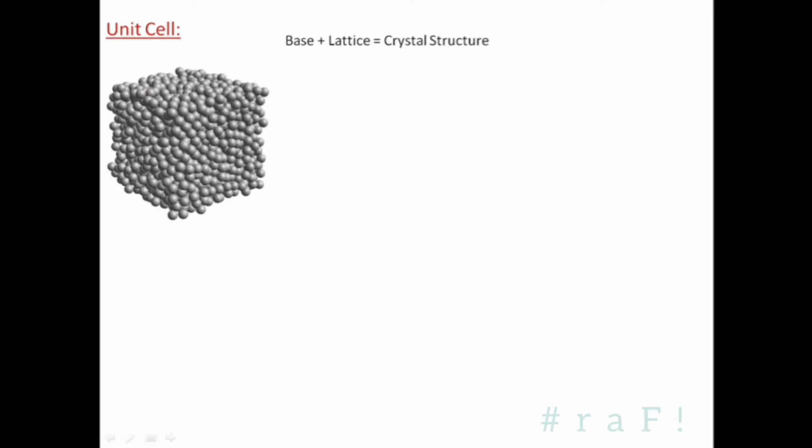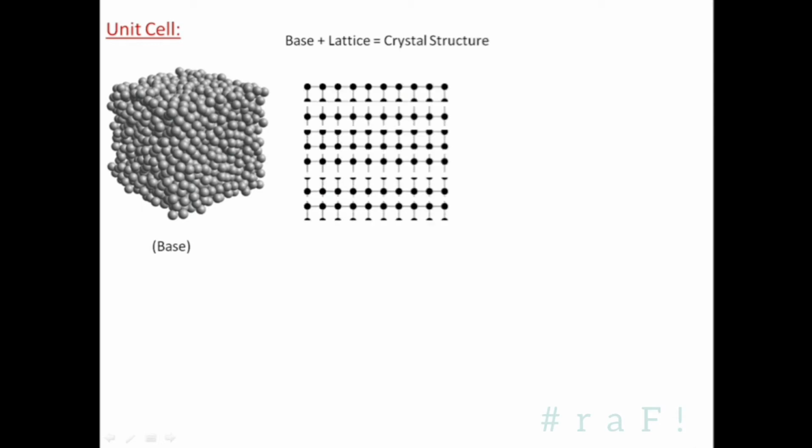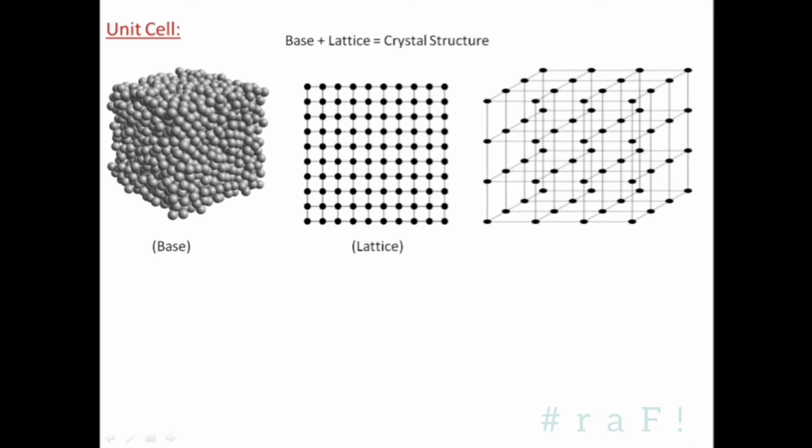Take a look at the previous class where we studied that a crystal structure is formed with the help of bases and lattices. See here, an element contains a number of atoms, and this is the base. And next one, lattices. These lattices are the imaginary points of the base. If we combine base and lattice, we get a crystal structure.